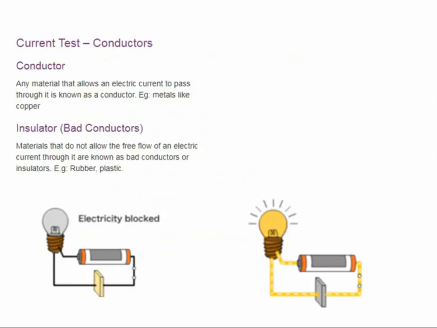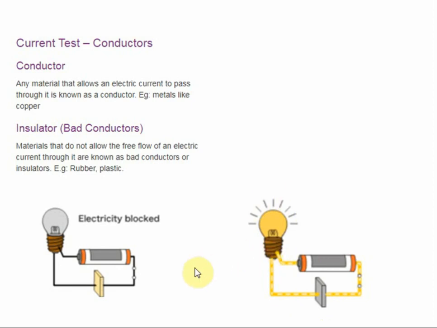Now in the previous classes, class 6th and 7th, we have studied conductors and insulators. So let's recall it. Any material that allows electric current to pass through it is known as a conductor, for example copper, iron, aluminium. You can see here in this figure we have an iron bar through which the electricity is passing and the circuit is completed, so the bulb is glowing.